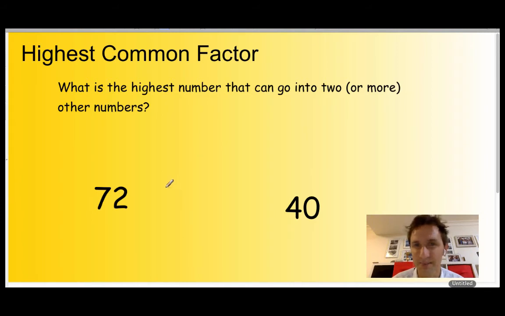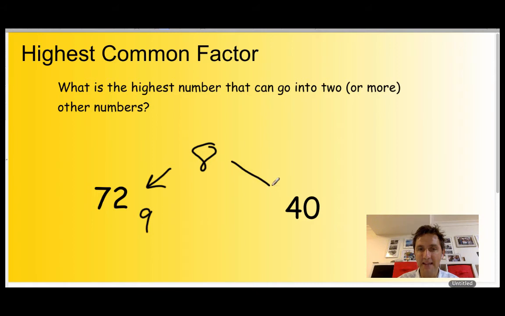You've got to know your times tables, don't you? If you know your times tables, you know that 8 goes into 72 nine times, and 8 goes into 40 five times. So, I hope I'm right, I think that 8 is the highest common factor with regard to both these numbers. 8 is the biggest number that goes into 72 that also goes into 40. I'll just double check that. Yes, I think I'm right there. If I'm not, please do come and tell me.